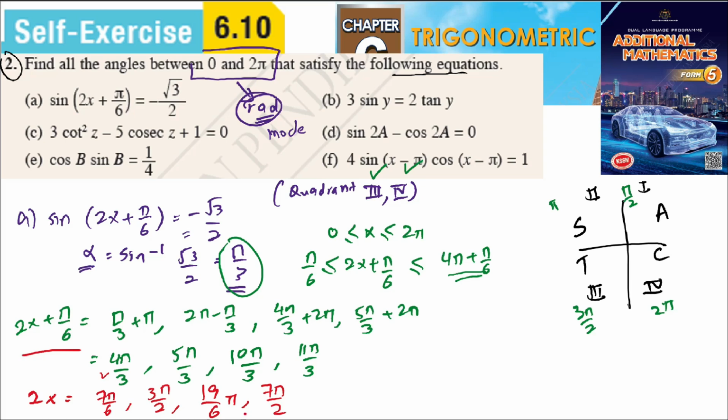So now you have 2x, but now we wanted to have x. So x is equal, you divide everything with 2. 7 over 6 divided by 2, you get 7 over 12 pi. Sorry, here. So here 3 over 2 divided by 2, you get 3 pi over 4. And then this one divided by 2, you get 19 pi over 12. And 7 over 2 divided by 2, you get 7 over 4 pi. So you have 4 angles, and this is the answer.